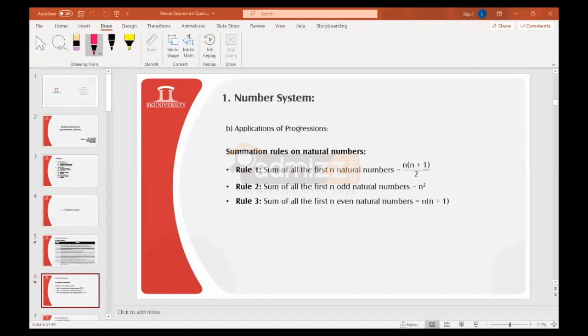One more thing: Sn equals n by 2 in the bracket a plus l. If you want to get the sum of the first 10 terms, put 10 by 2 here. At that time you should have the first term and the last term.